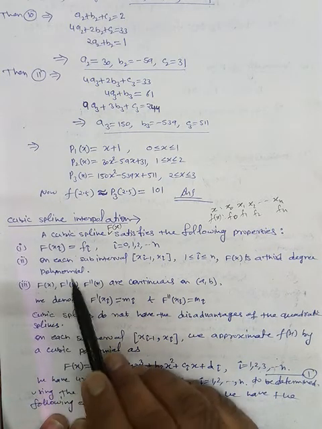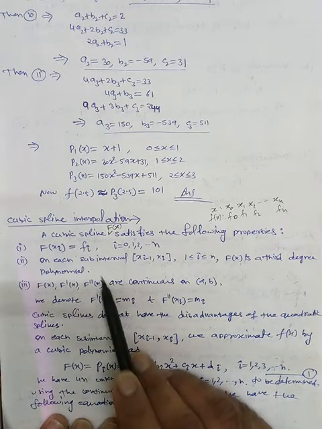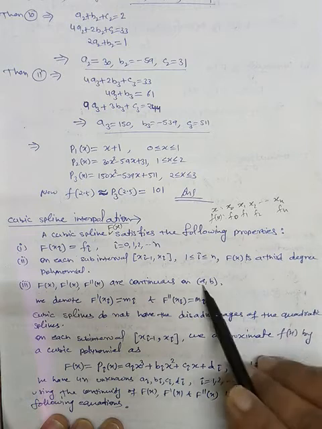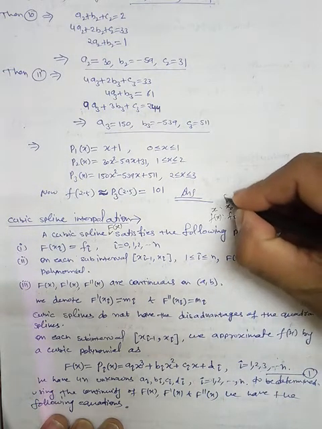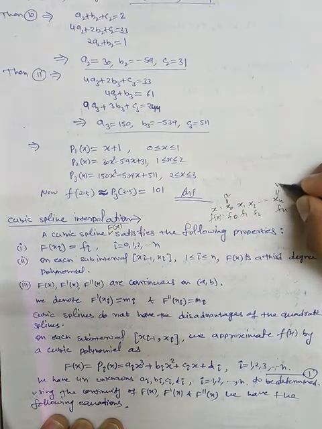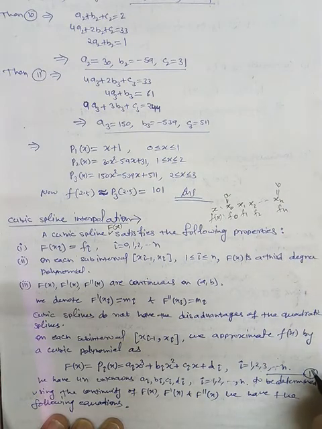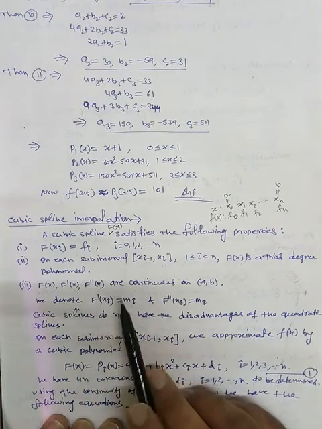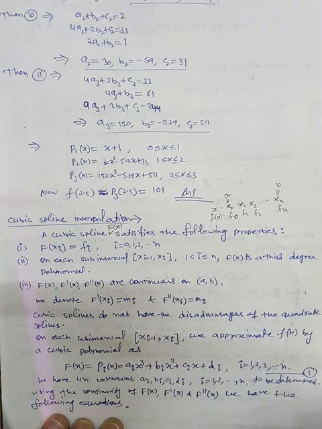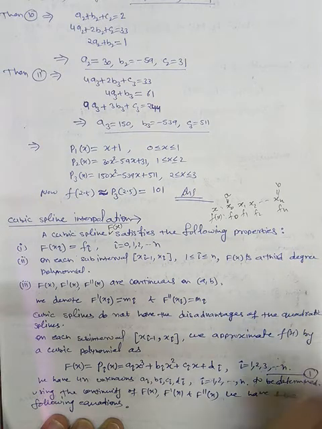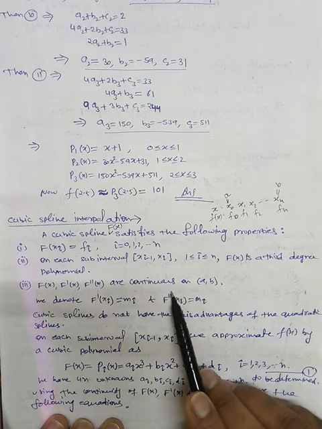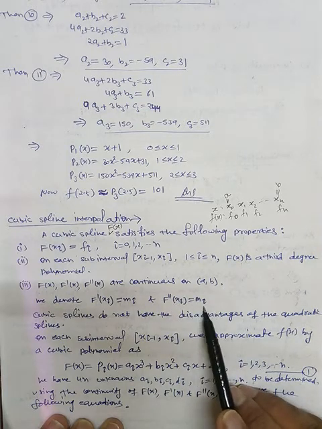f of x, its first order derivative and second derivative are continuous on the open interval ab. Here ab means x0 is basically a and xn is basically b. Okay. So the function, its first order derivative and second order derivative are continuous on the open interval ab. Now we denote the first derivative at xi as small mi, and the second derivative of f at xi as capital Mi.